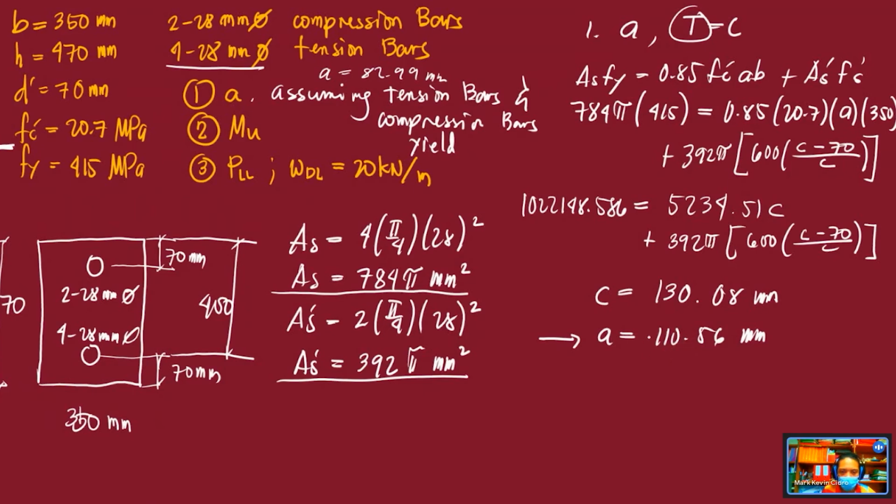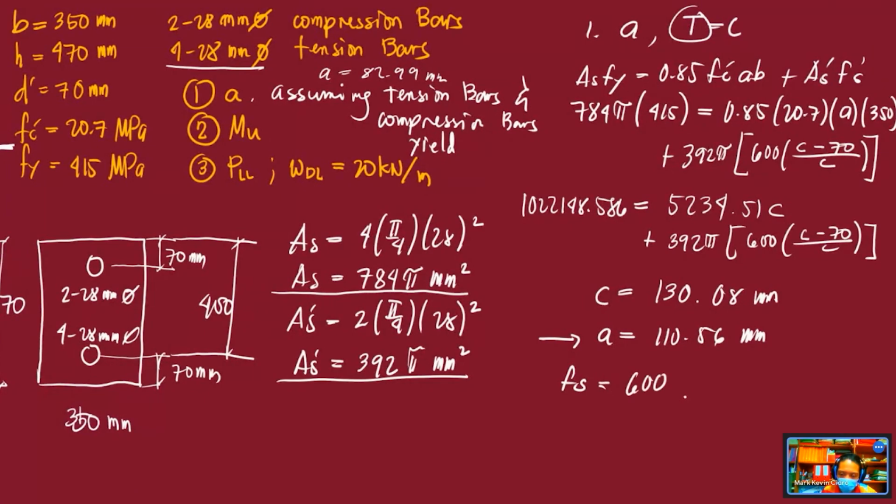So what is our next step? We solve for the value of the reduction factor. Okay, we solve for the value of the reduction factor. So how do we do that? Okay. Oh, wait. Let's check first. Let's check if they really yield. Let's try to check the value of your Fs first.